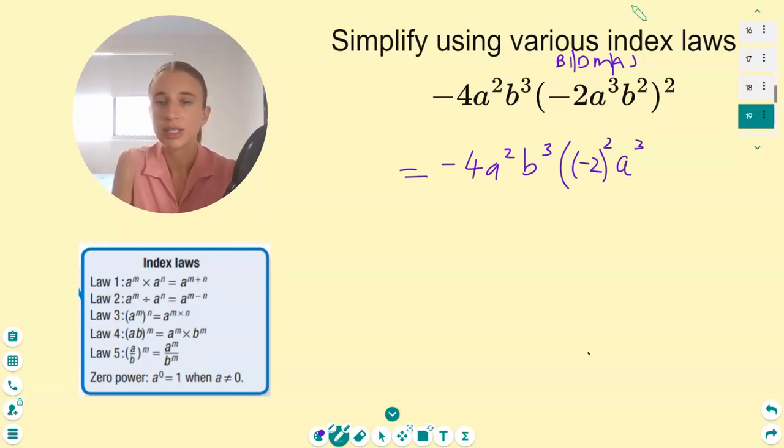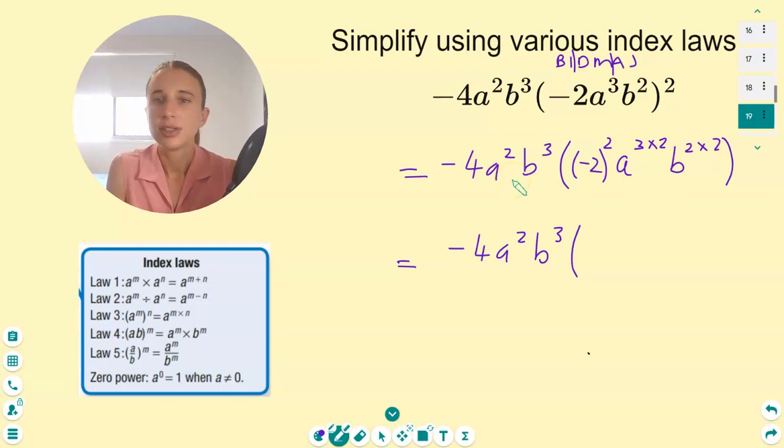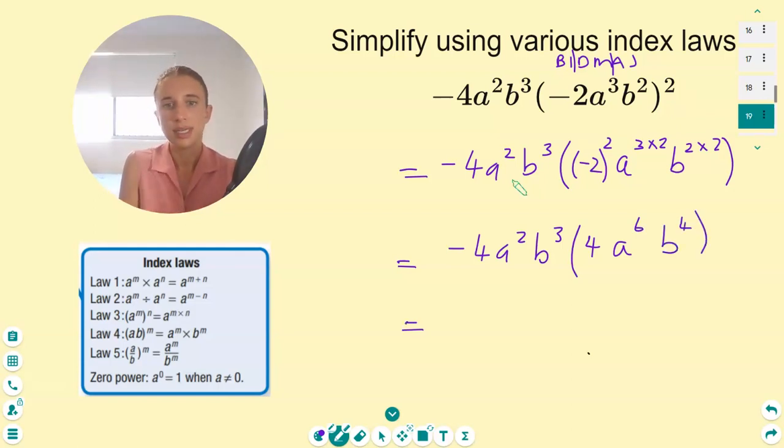A to the 3 squared means multiply those powers. B squared, raised to the power of 2, multiply the powers. Write it straight down. So negative 2 times negative 2, positive 4. A to the 6, b to the 4. Nearly done. Negative 4a squared b cubed.